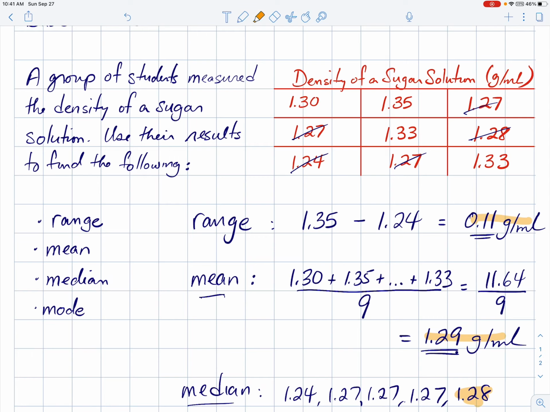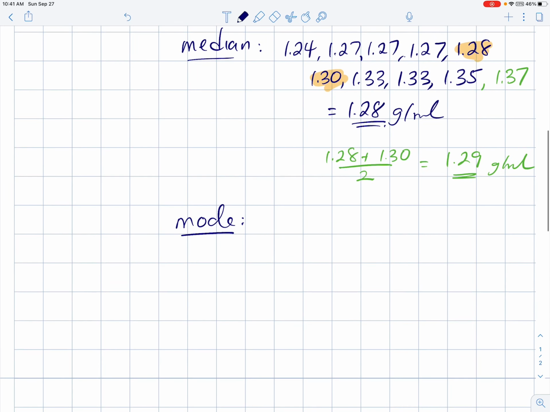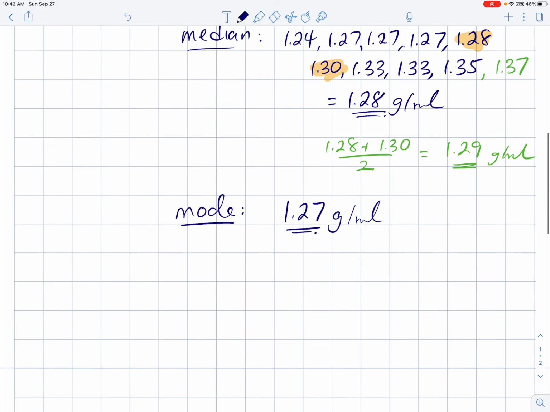In this particular set of data, if we look carefully, we can see that there is the number 1.27 over here, 1.27, 1.27. It appeared 3 times. It's the most common value. So the mode, very simply, the most common value in this case is 1.27 grams per milliliter. There's no work to show for that.